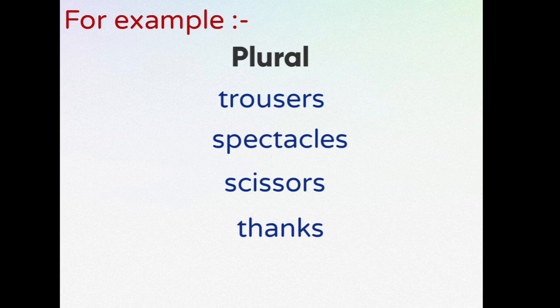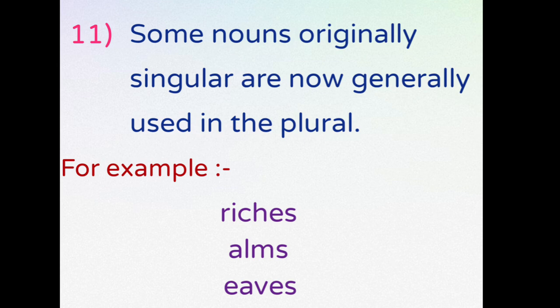Okay, so the next rule is some nouns originally singular are now generally used in the plural. For example, riches, alms, eaves. So originally they were singular, but now generally they are used in this plural form.